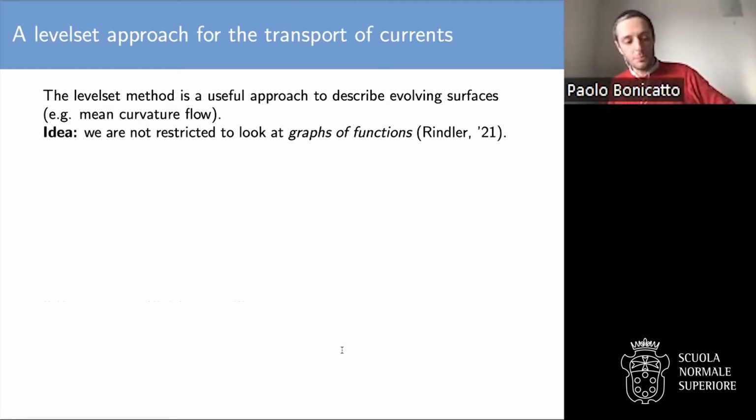We are adopting the level set method. So we are trying to find a substitute for the level set method, which is quite a common tool for studying evolutions of surfaces, for instance, in the mean curvature flow. And we have found a substitute which is really tailored to the case of currents. And the situation in the picture is now the following one.